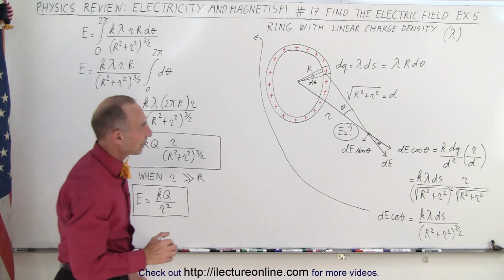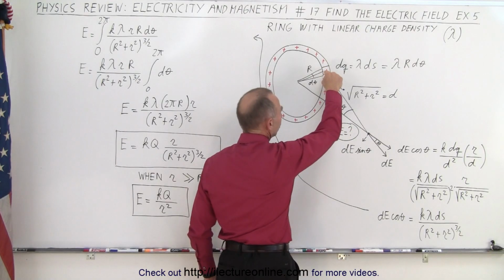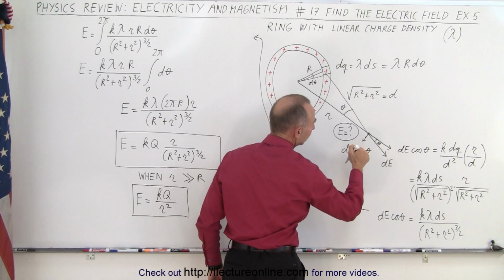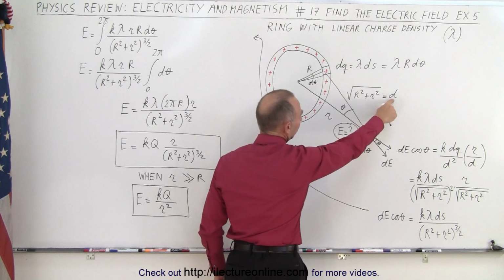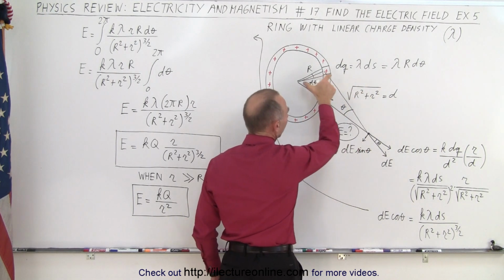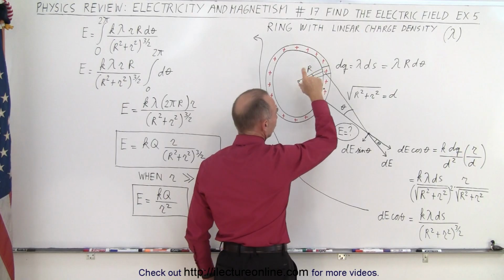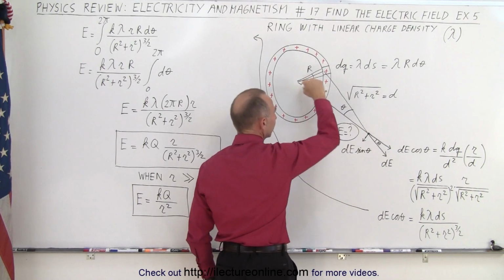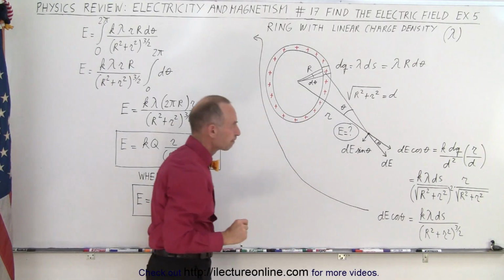Now notice that the distance from where the charge is to where the point of interest is, where we want to find the electric field, that distance here, let's call it d, is equal to the square root of the radius of the circle squared plus the distance away from the center of the circle squared.